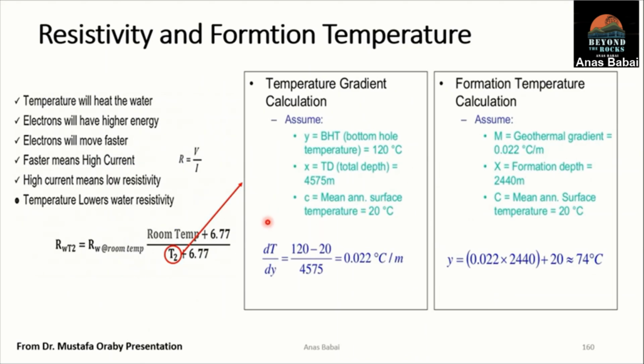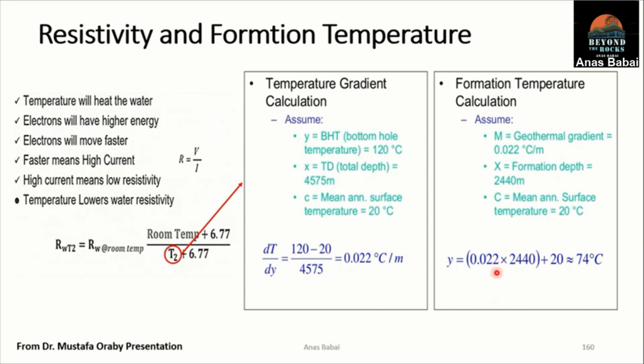So, for example, if our bottom hole temperature is 120 and the total depth is 4,575 meters, and c, which is the surface temperature, is 20, then in order to calculate the geothermal gradient, which equals the bottom hole temperature minus the surface temperature divided by the total depth, that gives us 0.022.